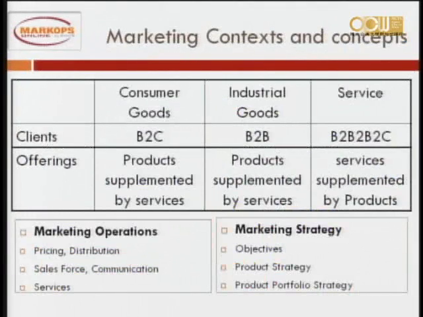All right, you follow the menu carefully. I did not write everything there. So there's the marketing context and concept. Now, there are three kinds of product according to that. I call them B2C, B2B, and service, which includes everything, B2B to B2C. So that includes both of those.